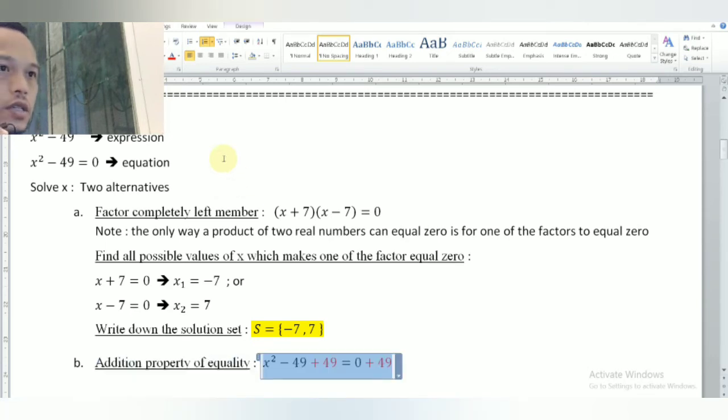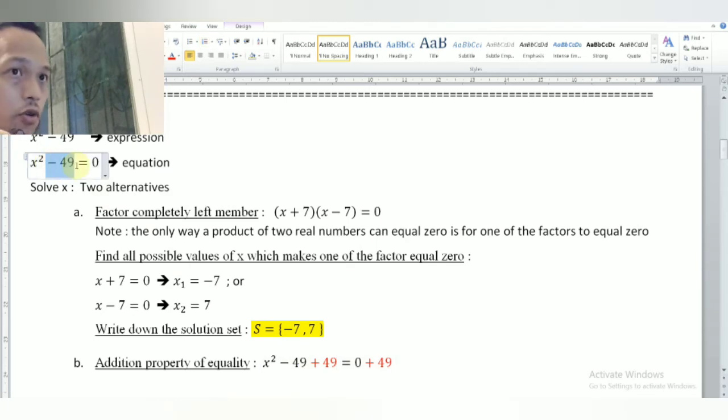So since the original equation is x squared minus 49 equals 0, I will try to get rid of negative 49. It becomes 0 by adding its additive inverse. Okay, so I will add to both members. This is the addition property of equality. I add 49 to the left member, so I have to do the same with the right member, add 49. Okay, so don't forget you need to apply the same, since you cannot change the value of only one of the sides.